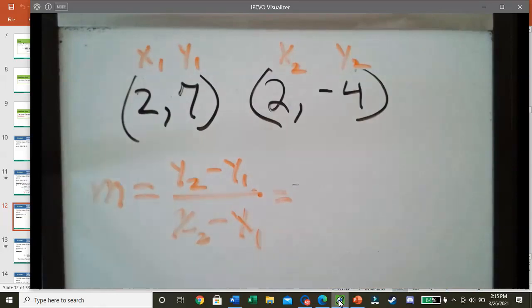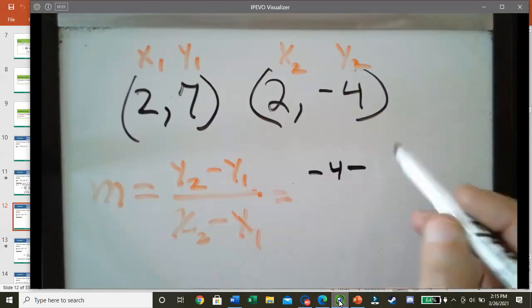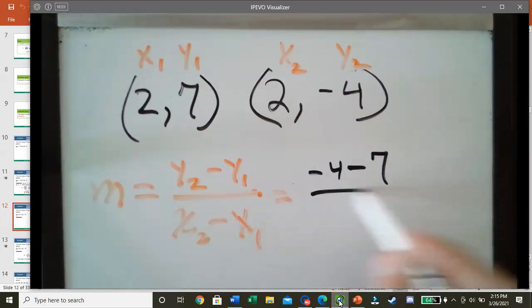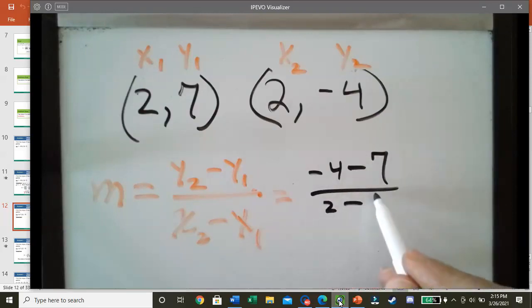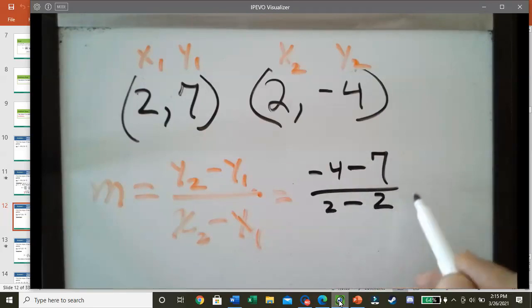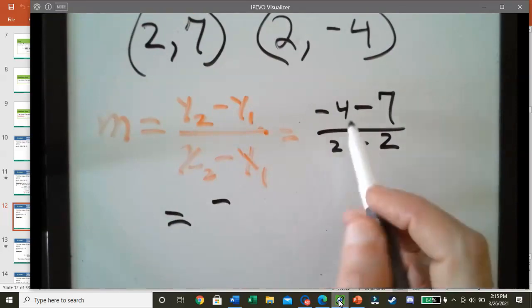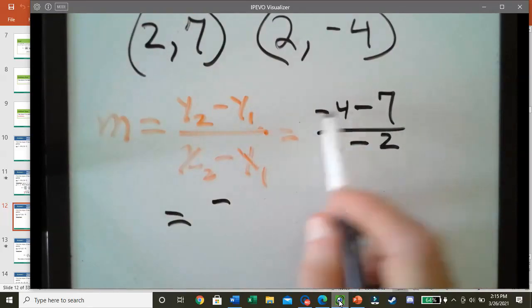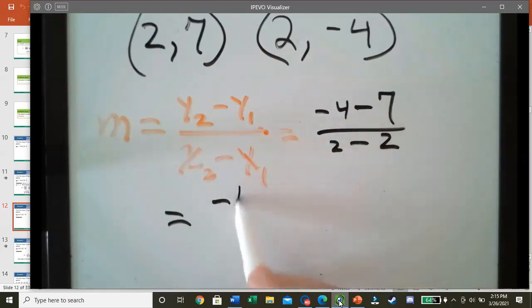Okay, good questions. All right, so y2. What goes in here for y2? Negative 4. Good, excellent. Minus y1 is 7, good, over 2 minus 2 again, right? Okay, well, hold on, slow down. The numerator is what? Negative 11 again, over 0, right?